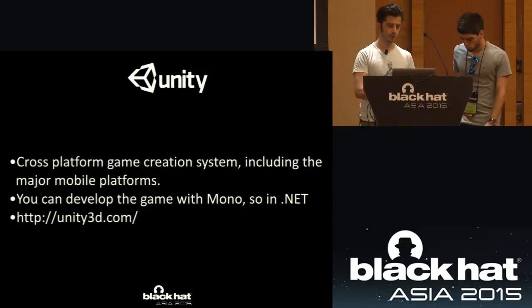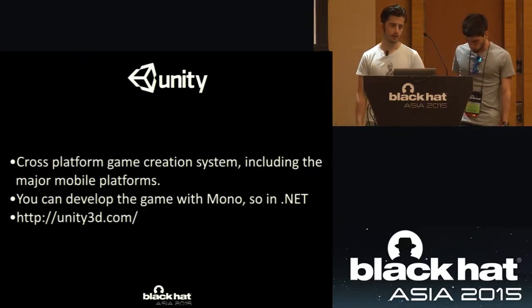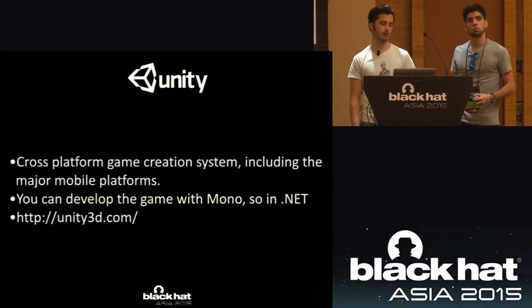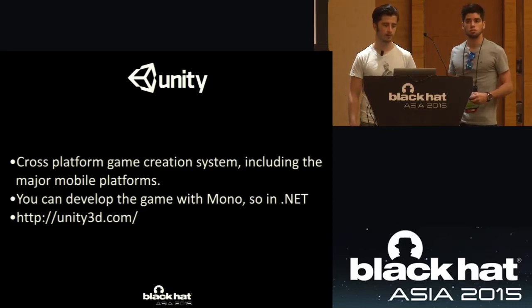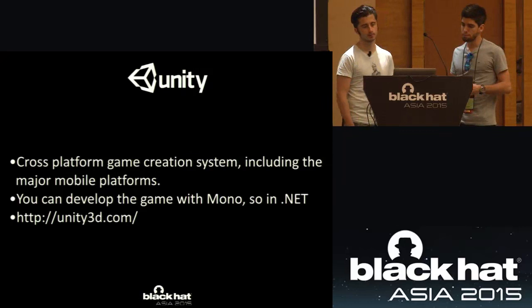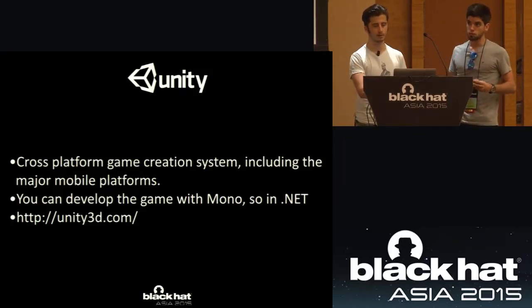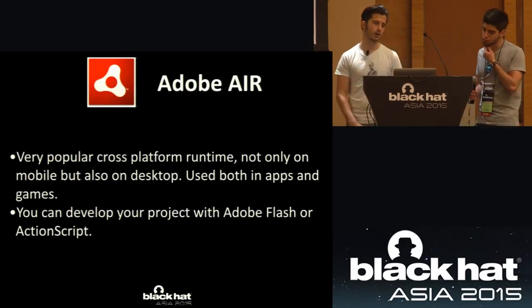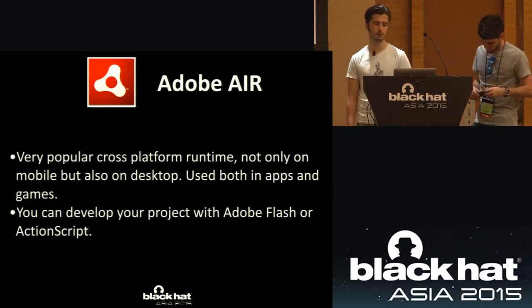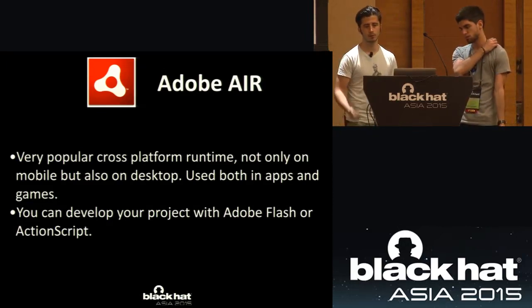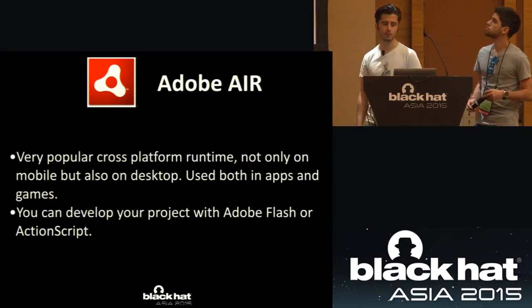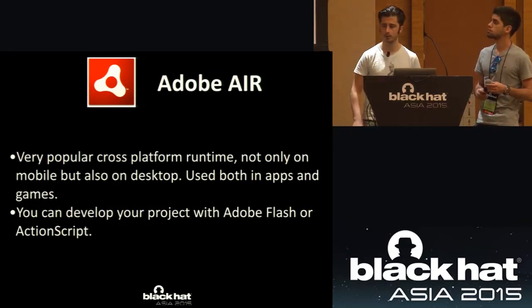So to continue what Sebas was saying, we will also review today the Unity Framework, which, as he said, is a framework for developing cross-platform games. And you can code your games in .NET. So you code them in C#, for example, and the code is compiled to .NET bytecode, and we will see how to retrieve the source code later. Right after that, we will cover Adobe AIR, which is a very popular cross-platform runtime, not only on mobile platforms, but also on desktop. It has been used for many years, and you can develop your project leveraging the skills that you may have from the past years, while you were doing Adobe Flash development.